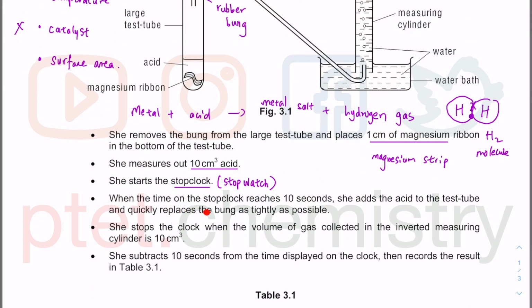With the time on, the stop clock reaches 10 seconds. So when it reaches 10 seconds after you start the stop clock, then she added the acid and then replaced the bung as tightly as possible. Tightly to prevent the gas from escaping. You don't want the gas that you want to collect to escape at all. She stops the clock. When does she stop the clock? When the volume of the gas collected becomes 10 cm cube.